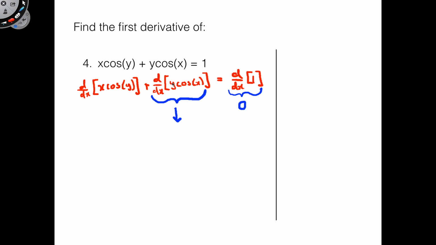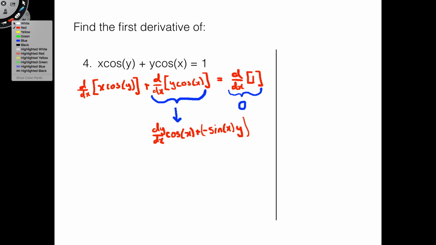So we start with the derivative of y, which is going to be dy dx times cosine, plus the derivative of cosine, which is going to be negative sine, times y. That's basically how this part would turn out.